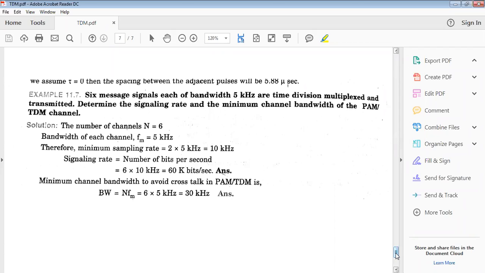Each fm is 5 kilohertz, so what is the minimum sampling rate, that is the Nyquist rate? It is 5000 times 2, so 10,000 samples per second for a single user. The number of channels is 6, so 6 into 10,000 is 60,000 samples per second. If I make it half, it will be 30 kilohertz minimum bandwidth.